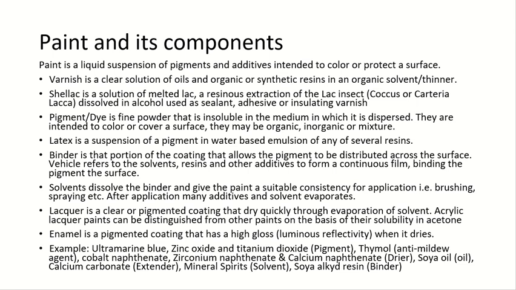Pigment or dye is fine powder, which is used to provide color. Latex is a suspension of this pigment or dye in water-based emulsions. Binder is the coating for proper distribution of the pigment. For binding the pigment to the surface, vehicles are used. These are the solvent, resins, or other additives that are used to form a continuous film to bind the pigment with the surface on which it is applied.